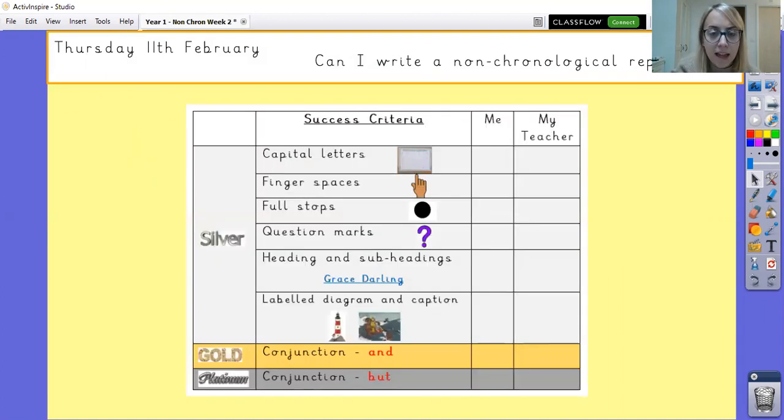So again, let me just run through the success criteria, remembering we're trying to include all of these things in our writing: capital letters, finger spaces, full stops, question marks if we're using a question sentence, heading and subheadings to organise our information, label, diagram and caption, which we'll be doing tomorrow, and then gold and platinum this week are to include conjunctions, so gold is and platinum is but.